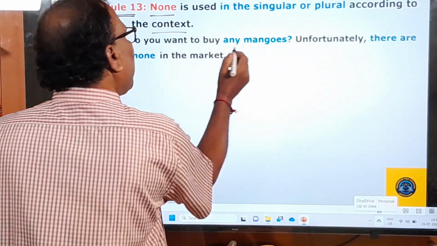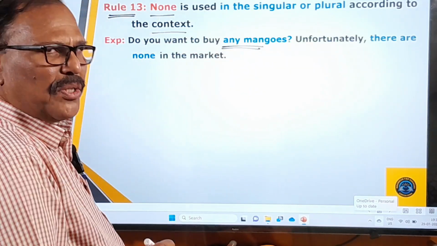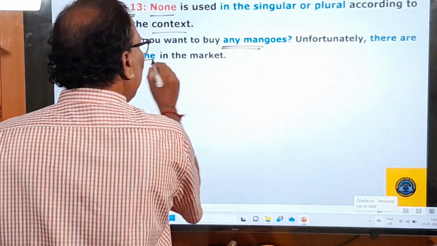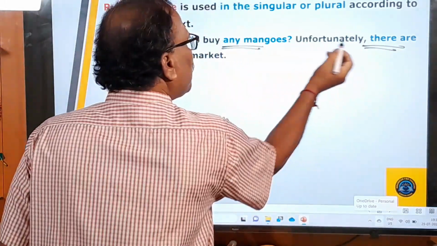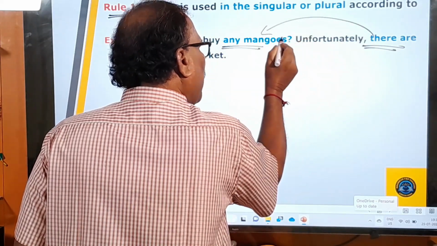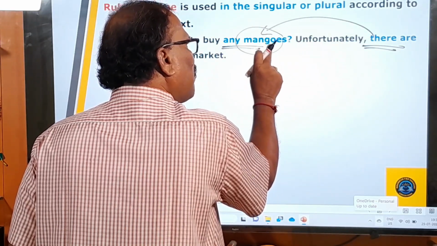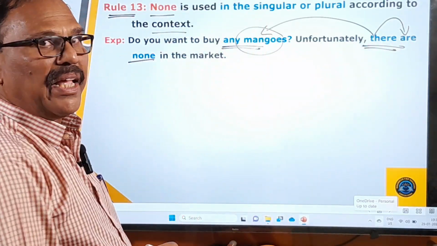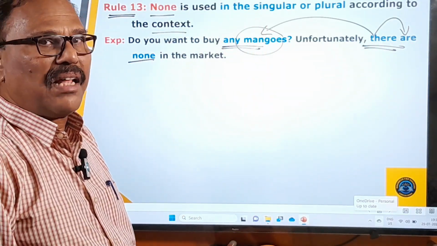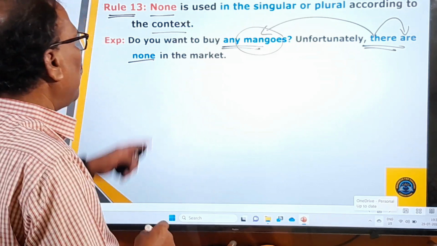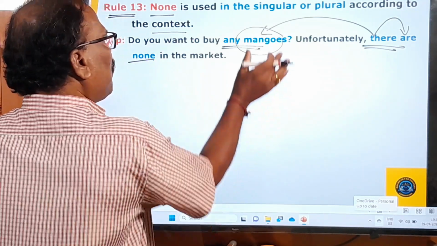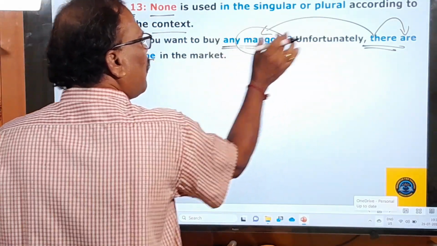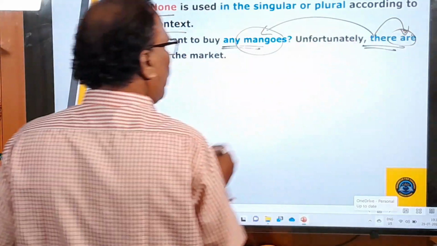Do you want to buy any mangoes? Unfortunately, there are none. Because you are talking about mangoes, and mangoes are in the plural number, therefore you are saying there are none. Don't say there is none, but there are none in the market. That means it is referring to a plural noun, and therefore a plural verb is used here. That's the point you have to understand.